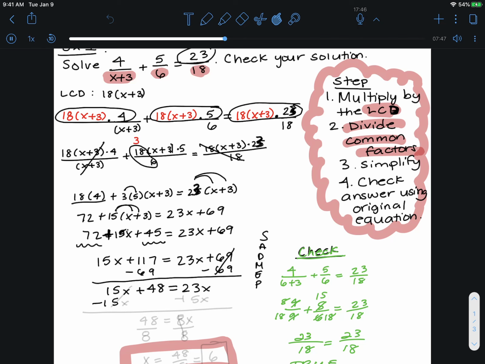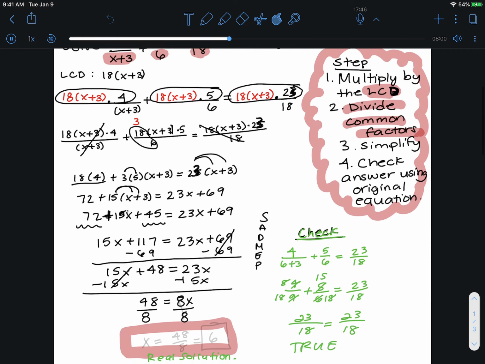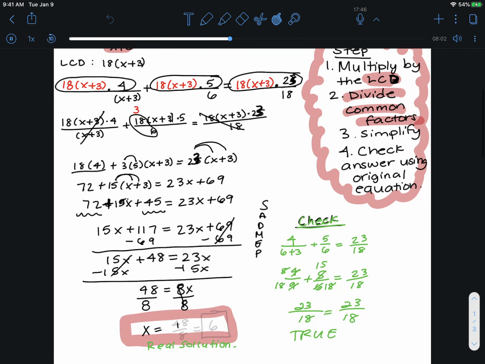So now I'm going to subtract the 15x because it's similar to combining like terms. That's what we're doing. We're combining like terms. So you're going to get 48 equals 8x. And after that, we divide by 8. So x is going to equal 48 over 8, which then simplifies to a value of 6.